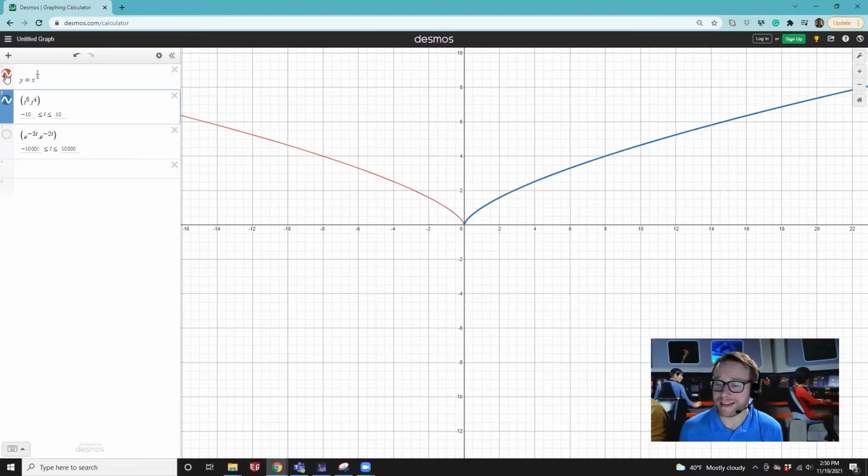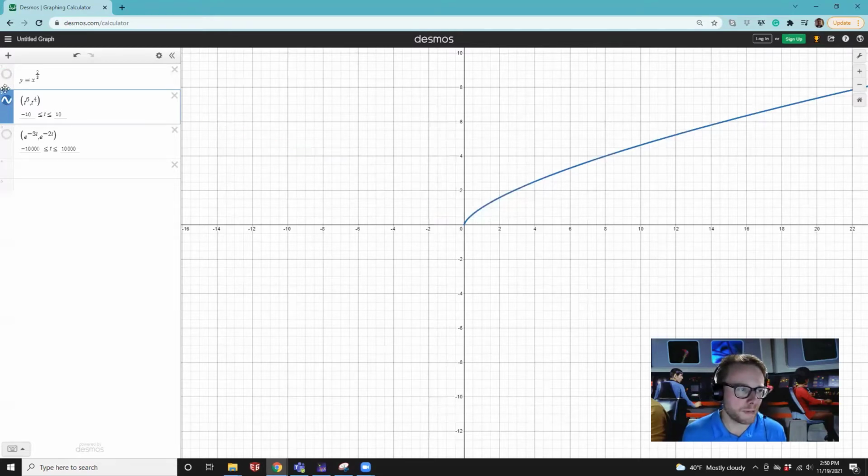Notice that you don't get the entire thing though, right? You get only from 0 and beyond, because again, when you raise things to the 6th power and the 4th power, these even powers, you're only going to get positives for x's and positives for y's. And so in this case, you get a piece of this Cartesian curve.